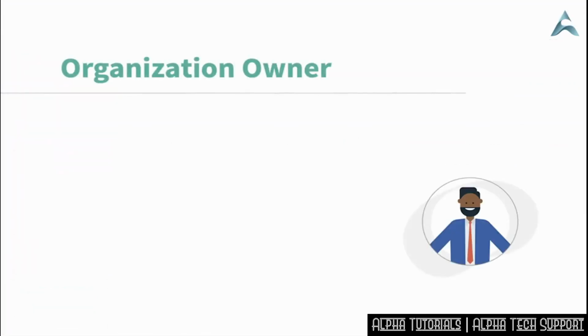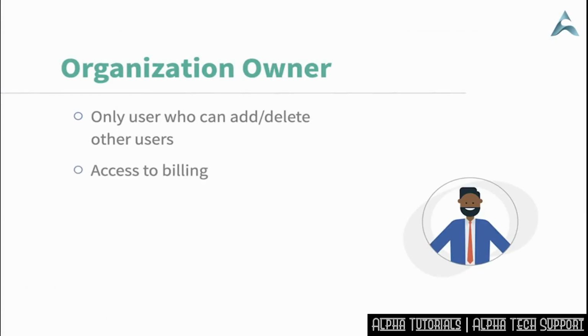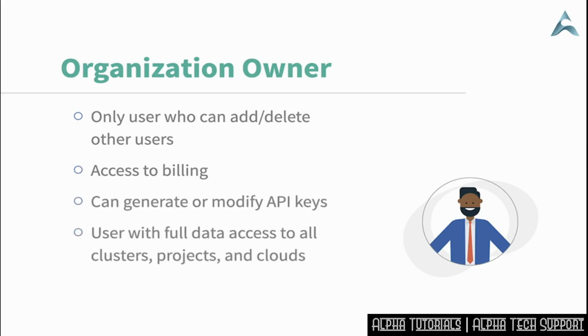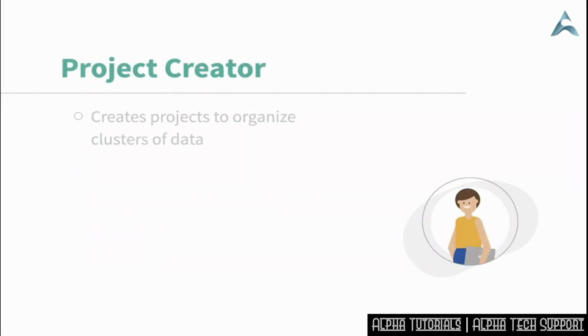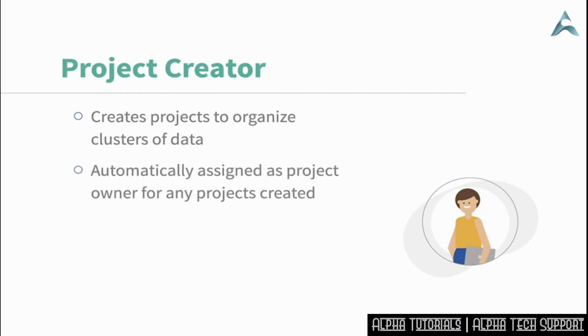An organization owner is the only user who can add or delete other users. This person has access to billing, can generate or modify API keys, and has full data access to all clusters, projects, and clouds created. The project creator is someone who creates the projects that organize your clusters of data. This person is also automatically assigned as a project owner for any projects they create.